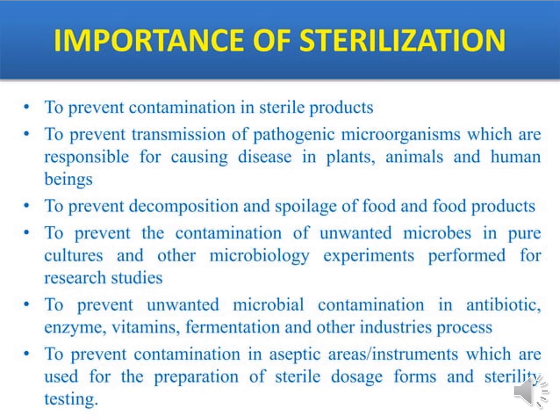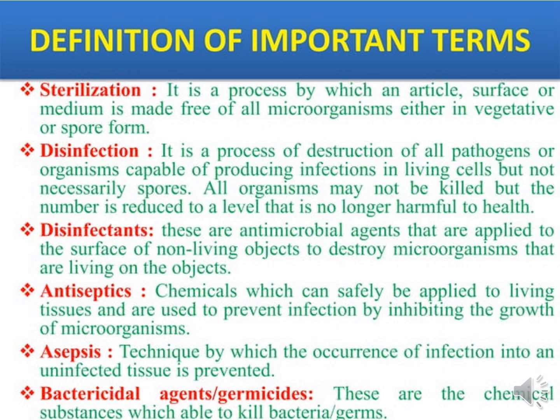And whether the area or the instruments are sterile or not can be confirmed by sterility testing. So before going to sterilization, we need to know some definitions for the terms we are using in sterilization. So first, sterilization is a process by which an article, surface or medium, anything, is made free of all microorganisms, including vegetative cells and spore formers. This is the apt definition of sterilization. It will remove all the organisms, especially vegetative cells and also the spore formers.